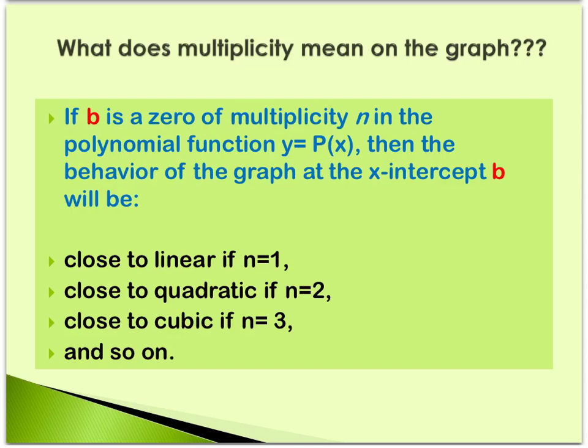So if the zero has a multiplicity of just 1, which means it only appears once, then the graph is going to be very linear at that point, okay? Which means it's going to resemble very closely a line.